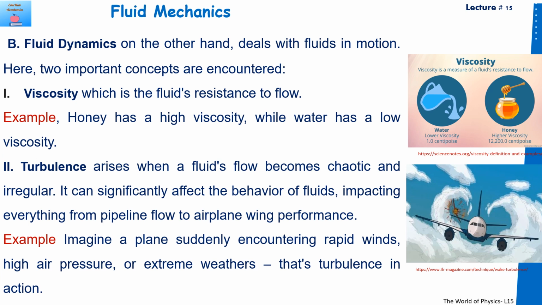Now, turbulence, on the other hand, arises when a fluid's flow becomes chaotic and irregular. It can significantly affect the behavior of fluids, impacting everything from pipeline flow to airplane wing performance. Now, I want you to imagine a plane suddenly encountering rapid winds, high air pressure, or extreme weather, like heavy rain. Now, that's turbulence in action.